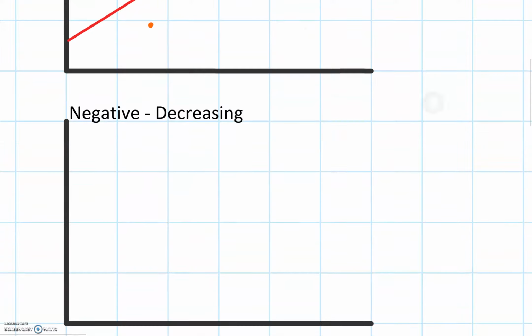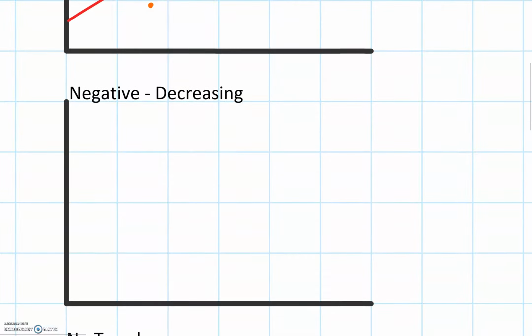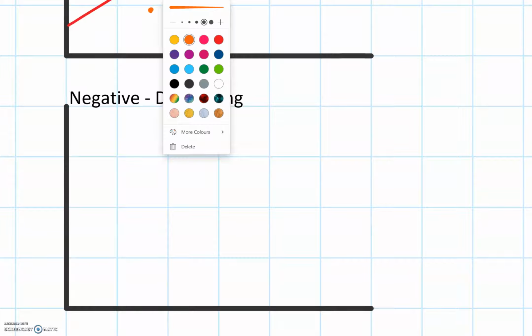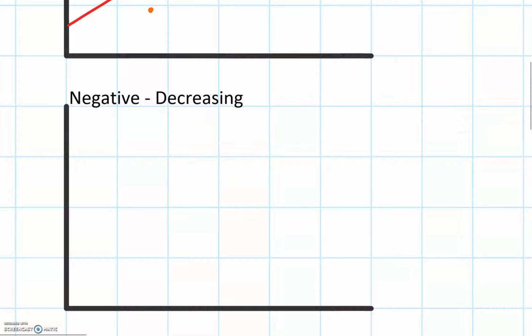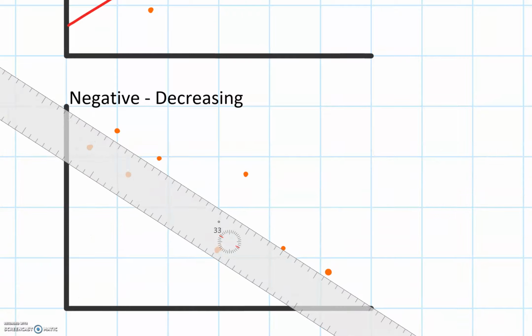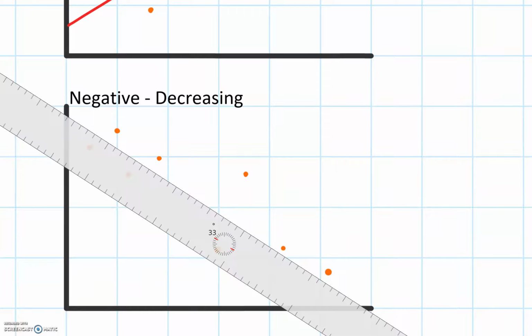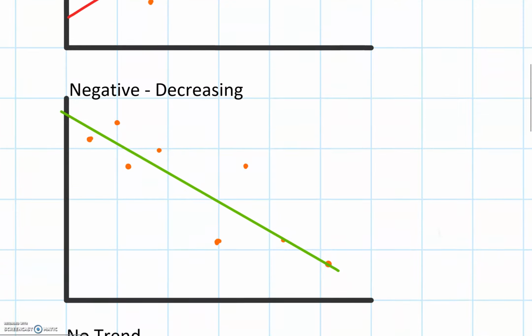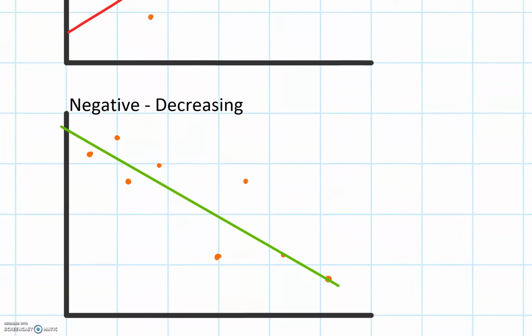So let's take a look here at a negative or decreasing graph. So if we have the opposite, so maybe some points up here, and now we have the opposite. So we have a decreasing graph. Maybe it looks something like that. And so you can see as you go left to right, it's decreasing.